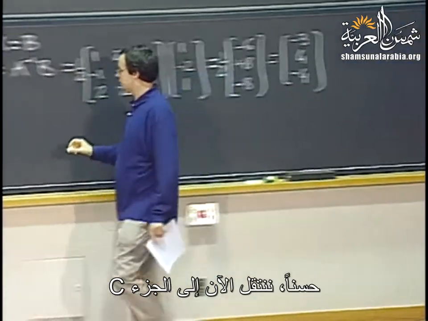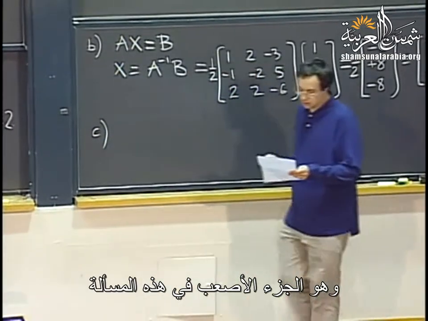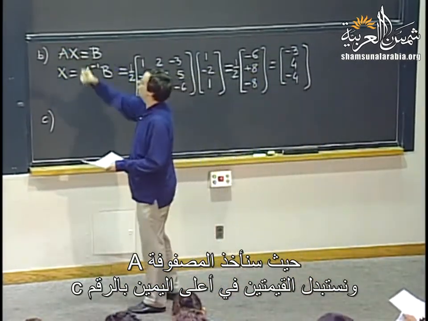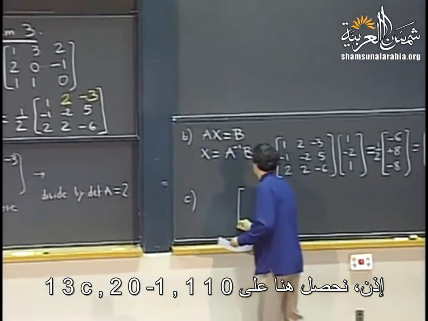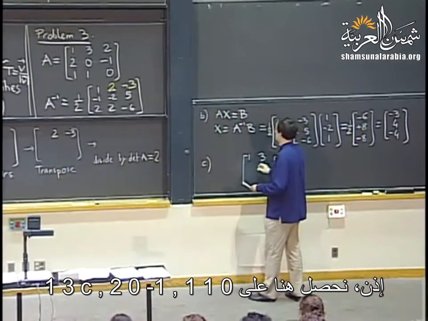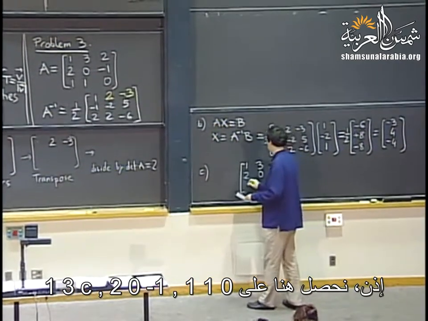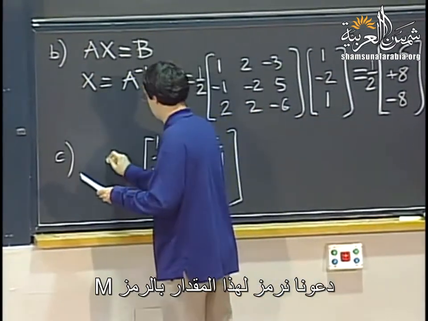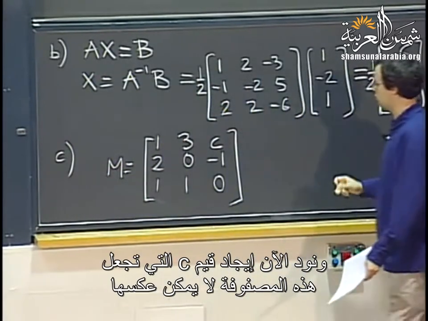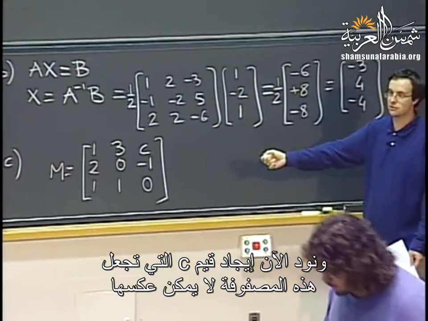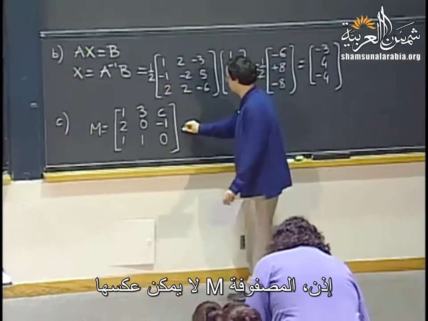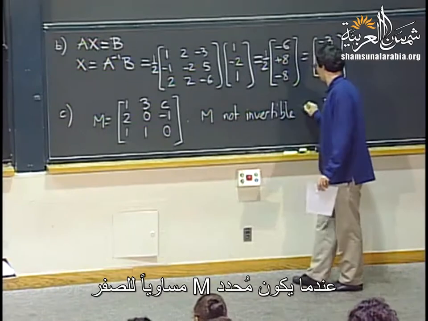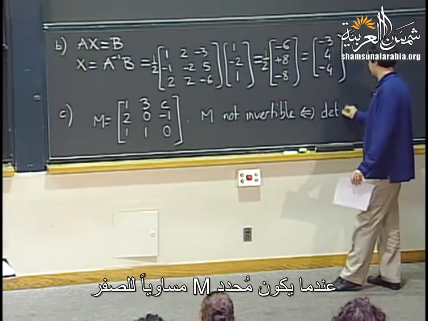Okay. So now we come to part C, which is the harder part of this problem. It says, let's take this matrix A, and let's replace the 2 in the upper right corner by some other number C. So that means we'll look at 1, 3, C, 2, 0, minus 1, 1, 1, 0. And let's call that M. It first asks you to find a value of C for which this matrix is not invertible. Okay? So, M is not invertible exactly when the determinant of M is 0.